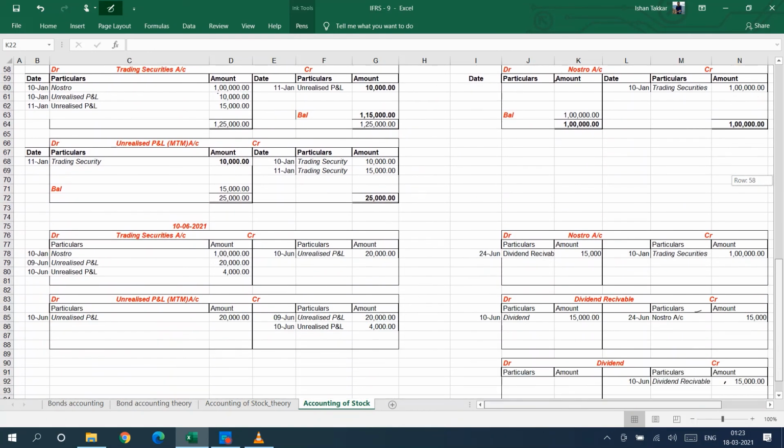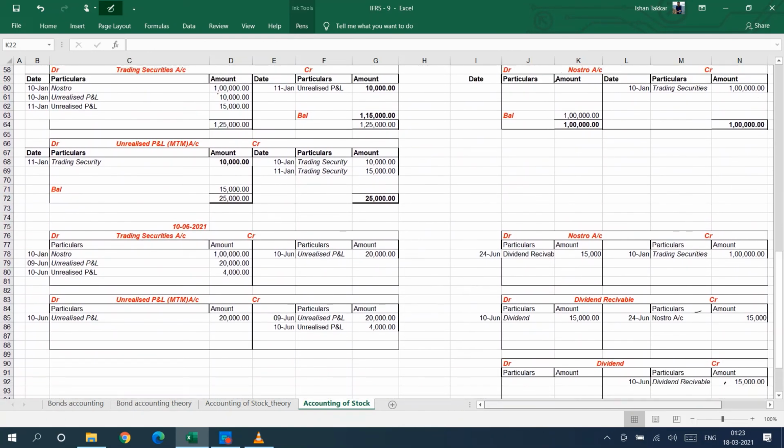So these are the accounts we usually prepare. I've prepared these accounts. You can pause this video and see the ledgers that we prepare. So that's how we do the accounting of shares or stocks. I hope it's quite clear.